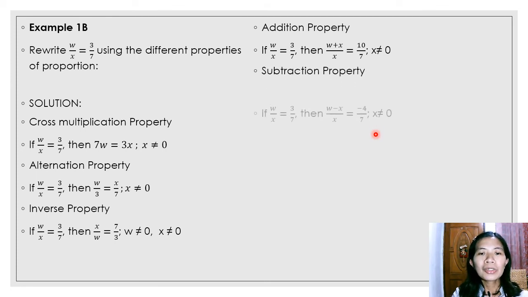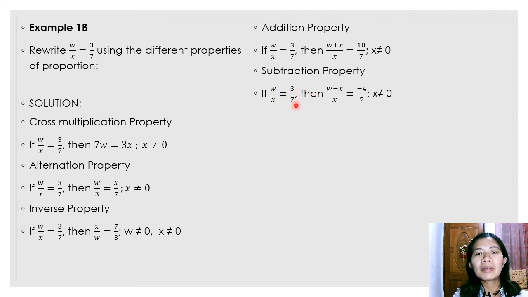For the subtraction property, we will subtract from the numerator. So it will be W minus X all over X equals 3 minus 7 all over 7. So 3 minus 7 is negative 4 all over 7.